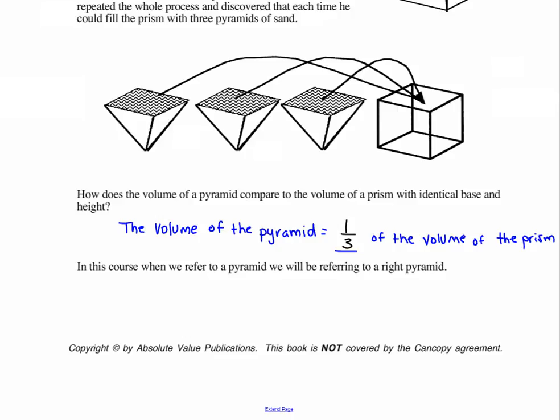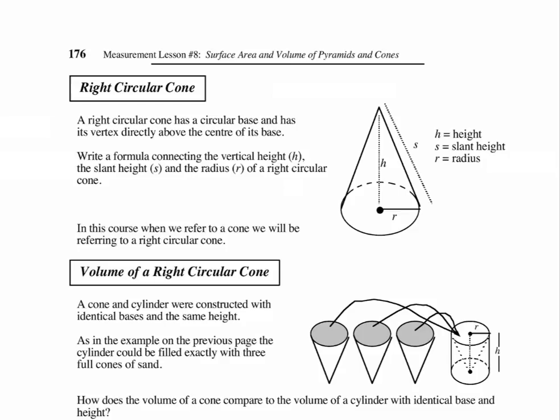So if we move over to the next page, we also looked at the cone. Okay, so the cone, again, also has a slant height and a vertical height. The slant height is slanted from the apex to any point on the circumference of the circle. The vertical height is from the very center of the base, all the way up to the apex, the top.